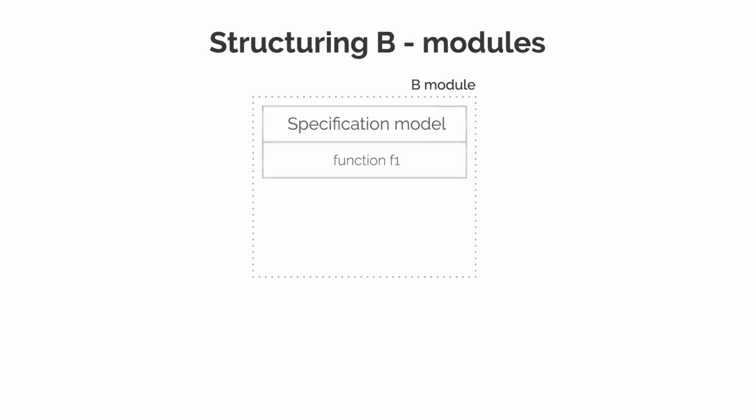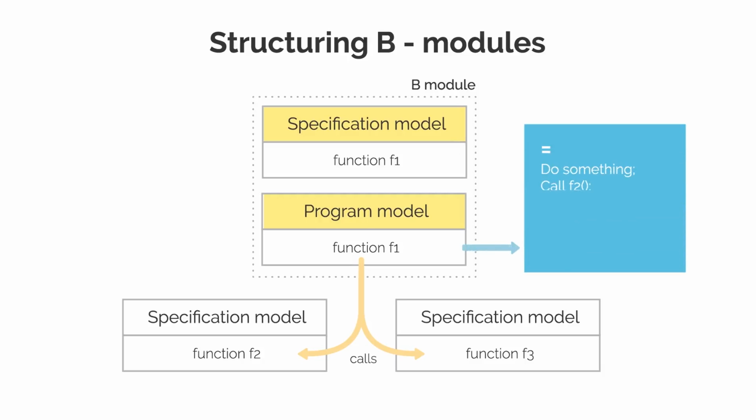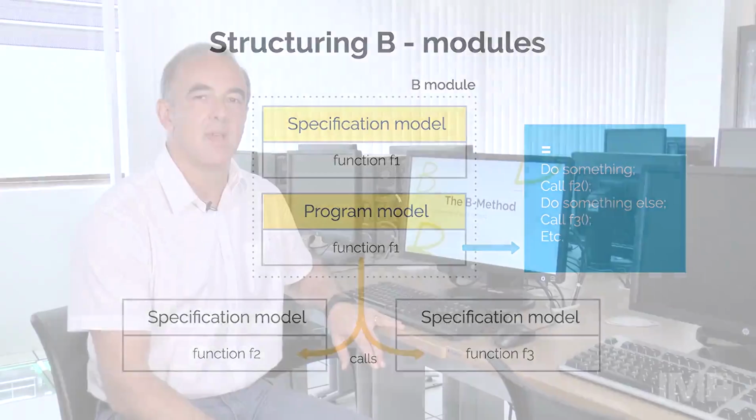A module has a specification and an implementation, and the module is seen only by its specification. The implementation contains implementable algorithms using standard control structures and possibly calling functions from other imported modules. For example, this function f1 can do something, then call f2, then do something else, then call f3. The B modules may call functions not developed in B, and be called from functions not developed with B. Variables are implemented and modified in one and only one module.